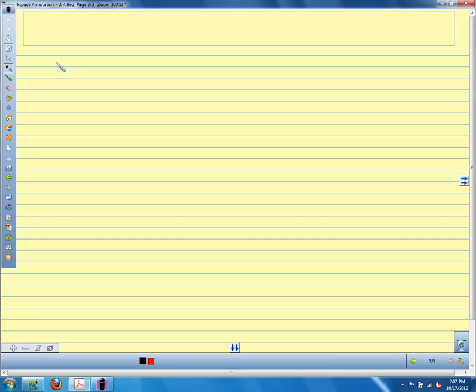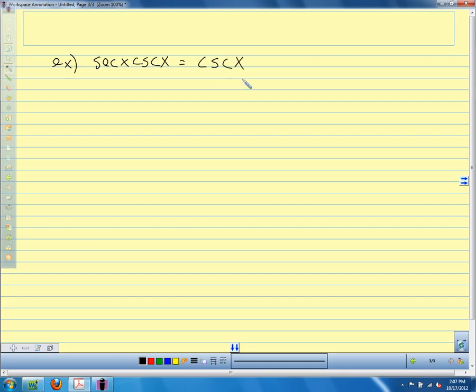All right, so we're still solving. We're going to solve secant x cosecant x equals cosecant x. So what do you think is going to be our first step for solving this equation?